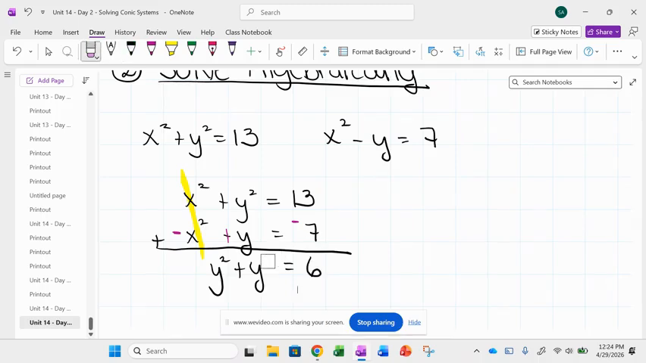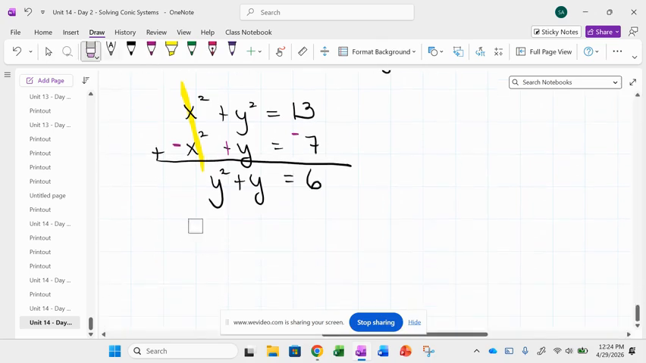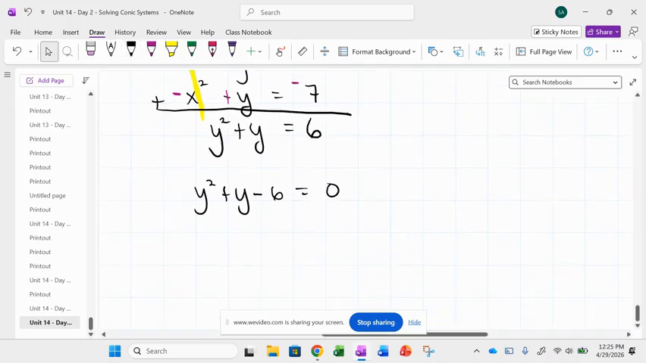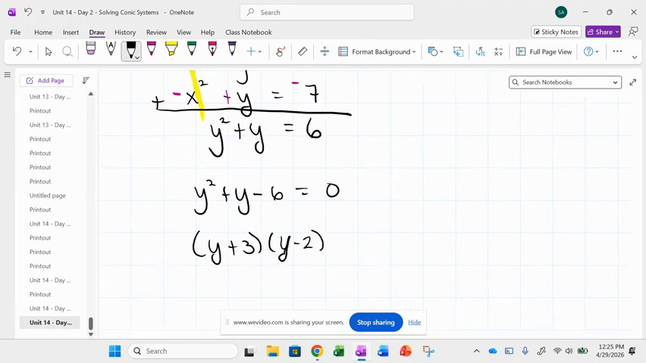Oops, why did I write y squared twice? Y squared plus y. There we go. What can I potentially do here? Factor. In order to factor, I must set it equal to 0. Y squared plus y minus 6 is equal to 0. So we're going to go y plus 3, y minus 2. So we get y equals negative 3, y equals positive 2.